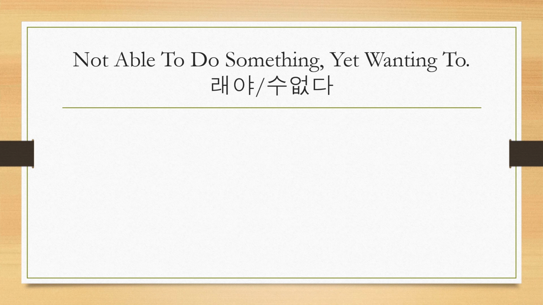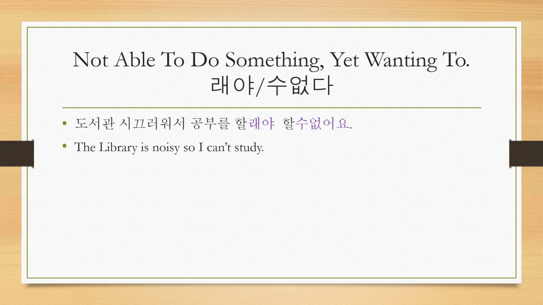So here we have 래야. And this actually is quite complicated and hard to wrap your head around. So I struggled with this one a lot too, but now I have it after studying those grammar books I told you. So basically, you want to do something a lot, but you can't do it, right? So if you say 도서관 시끄러워서 공부를 하래야 할 수 없어요. So the person wants to study but can't do it, right? So when you want to do something but you can't do it, you write this. The library is noisy, so I can't study.